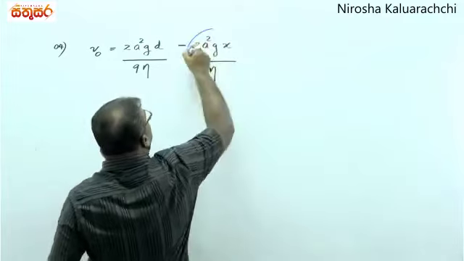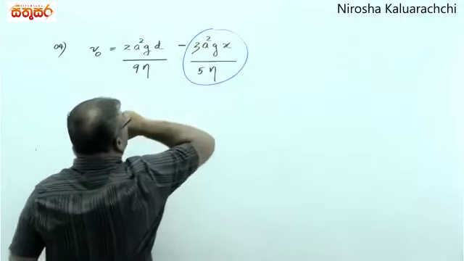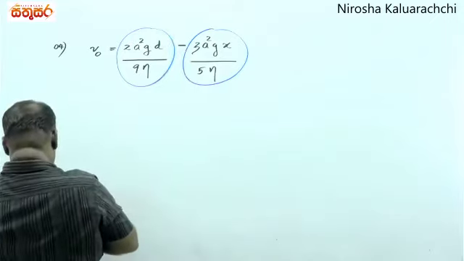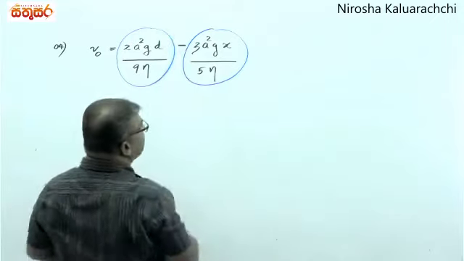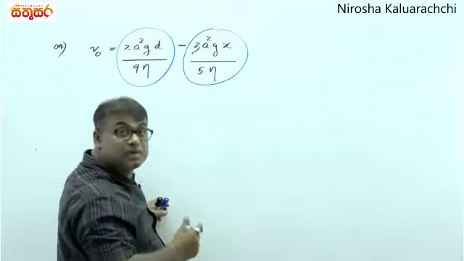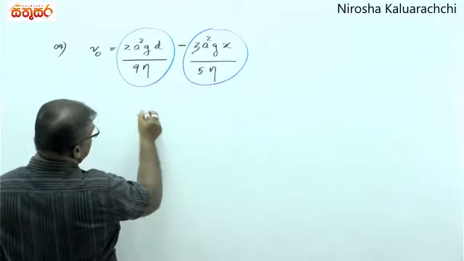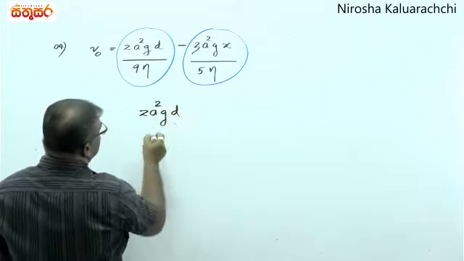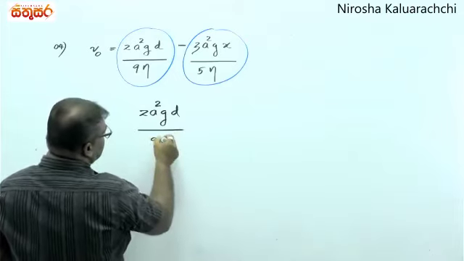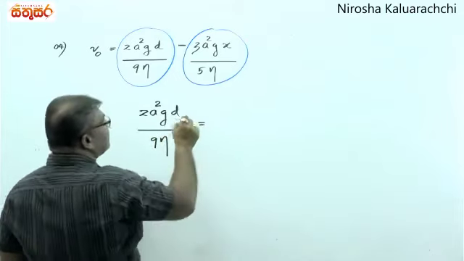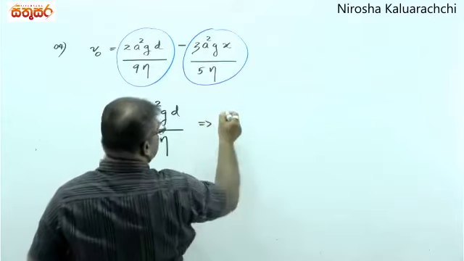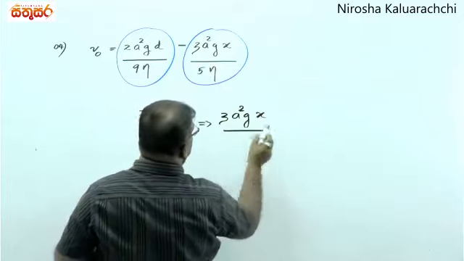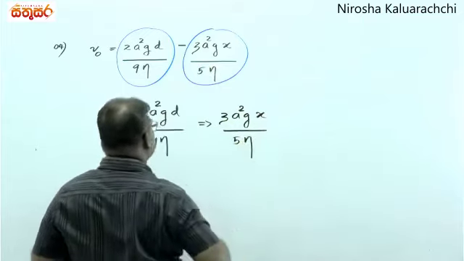Carefully see this one and this one. So these two are subtracted now. Then these two should be similar. Then again we have 2a squared gd over 9 meter, similar with unit wise 3a squared gx over 5 eta, right?